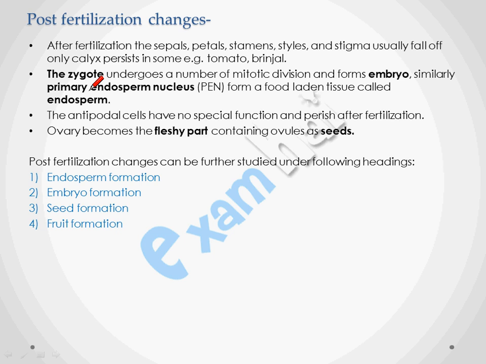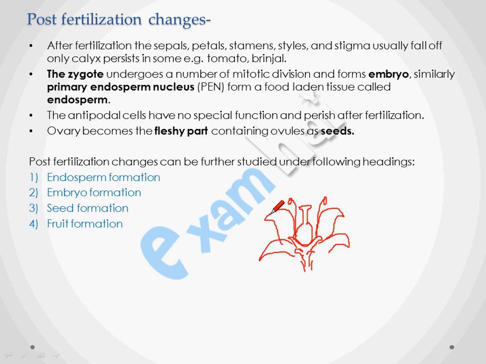Now we will discuss the post fertilization changes. So after fertilization, the sepals, petals, stamens, style and stigma all will fall off. So this is the diagram of a flower, having sepals, petals, style, stamen.